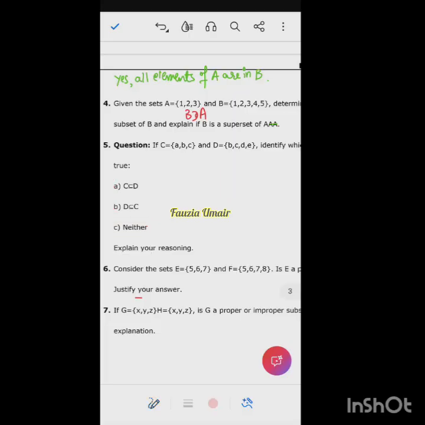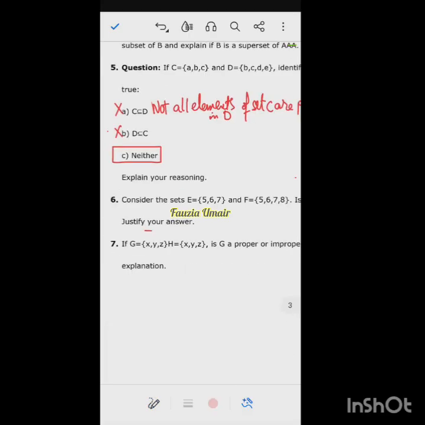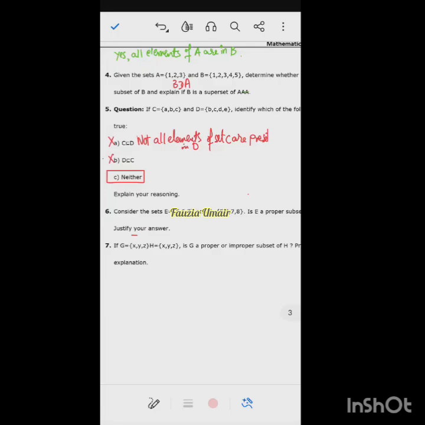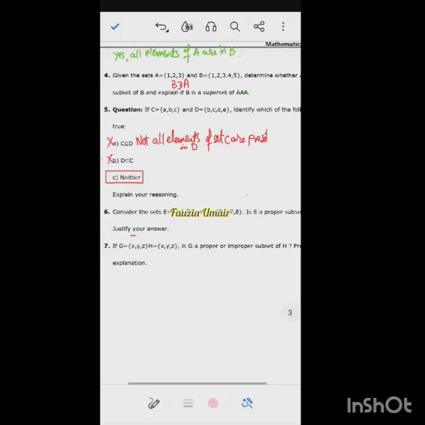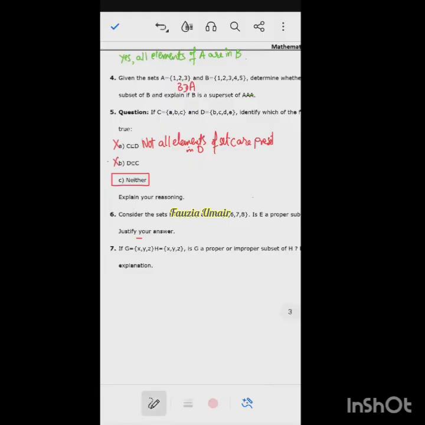So moving on to question number 6. Consider sets E = {5, 6, 7} and F = {5, 6, 7, 8}. Is E a proper subset of F? Justify your answer. So is E a proper subset of F? Yes, it is, because it has fewer elements than F. That's right.